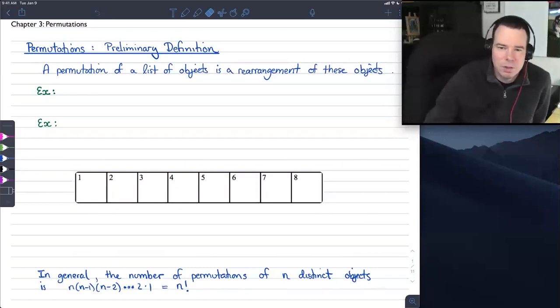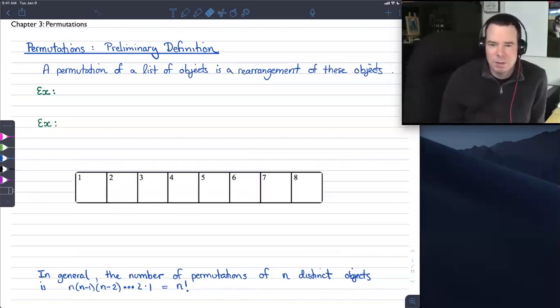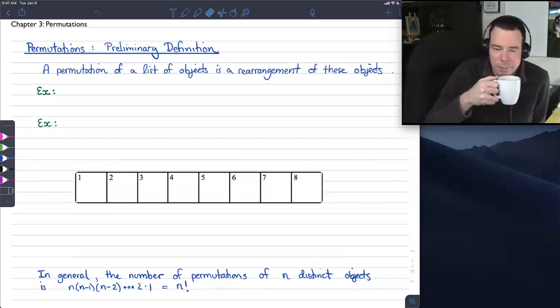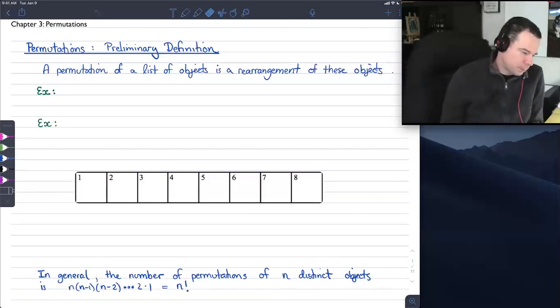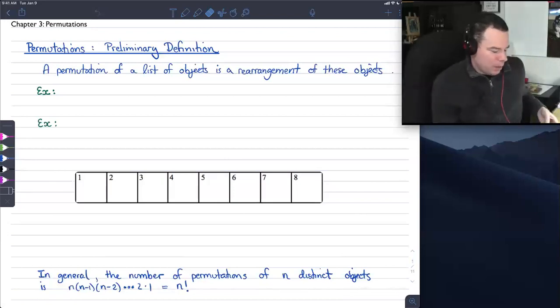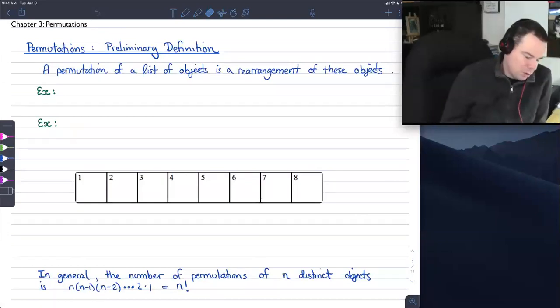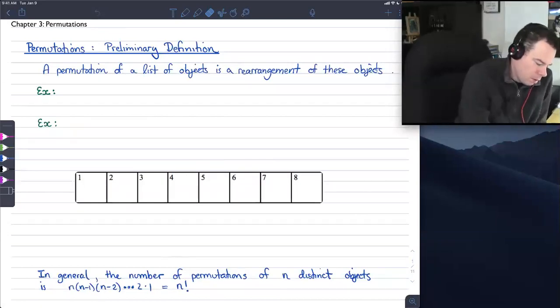Permutations is the foundation of group theory, which I alluded to on the first day, and has applications to chemistry, physics, pretty much everywhere. Cryptography, internet security, all of these things have group theory at the heart of them. So let's get into some definitions here. Our preliminary definition is just a rearrangement of objects in some set.